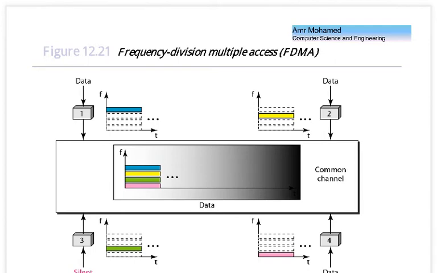So here we have to use filters. So each node has to have a filtering, bandpass filtering mechanism in order to extract its own signal from the transmission of the composite signals. Okay? So we'll discuss the TDMA next time.